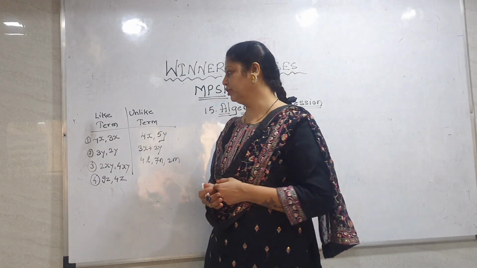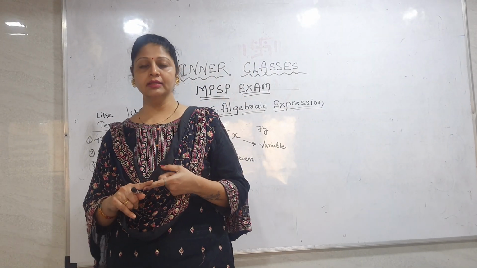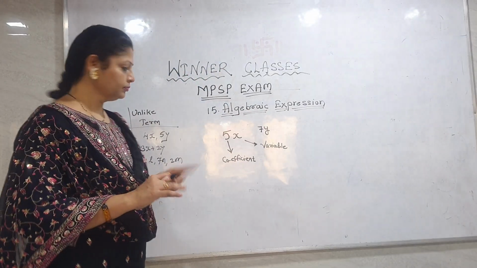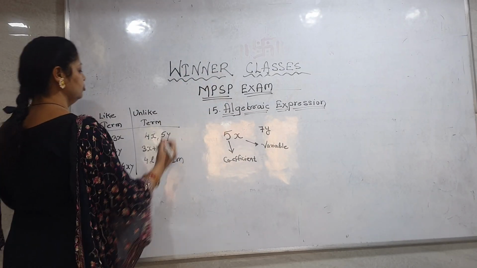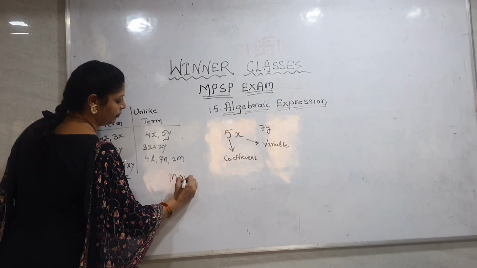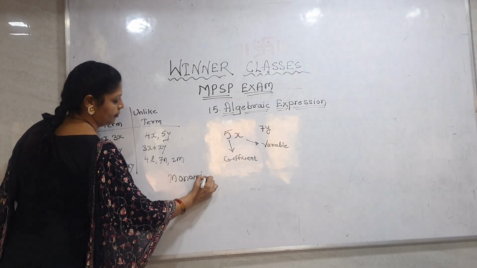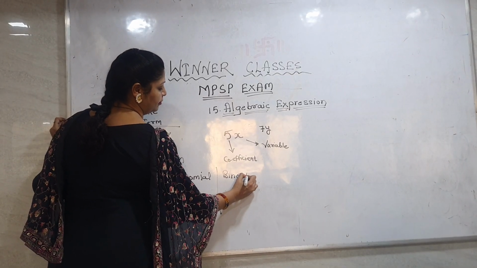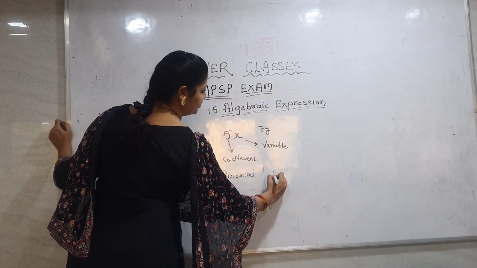Afterward the next important topic is monomial, binomial and trinomial. So what does monomial mean? Now I am explaining here. Monomial, and second is binomial, and third is trinomial.